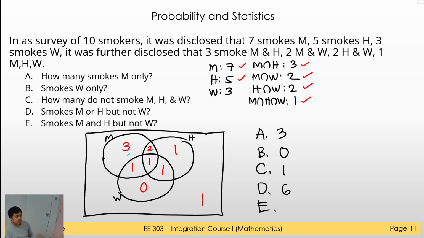Okay, I get confused now. So we have a difference here, or an N. How many smoke M and H but not W? If we say N, we are talking about the intersection. So this is the M and H, di ba? We have 3, but not W. So if this is the M and H, we have to remove this H portion. So the total will be only 2.